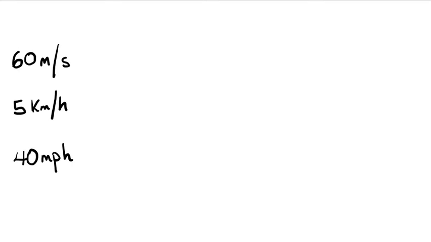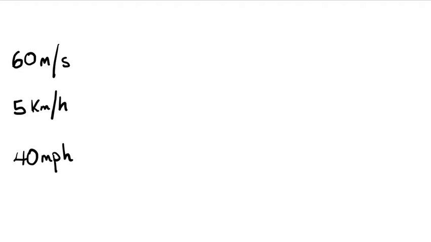Speed, and here we have three different quantities of speed. The first one says 60 meters per second, and the next one says 5 kilometers an hour, and the last one says 40 miles per hour. And we should understand that when we're referring to speed, the time tells us how far we have gone, how far the object went in that unit of time.